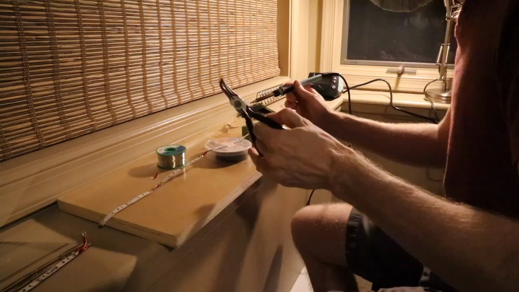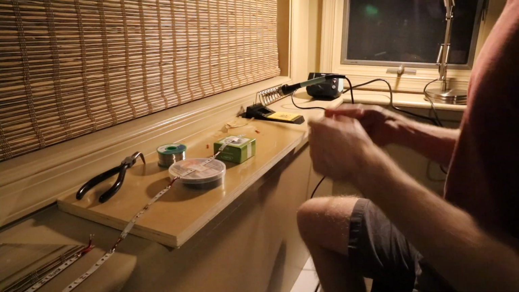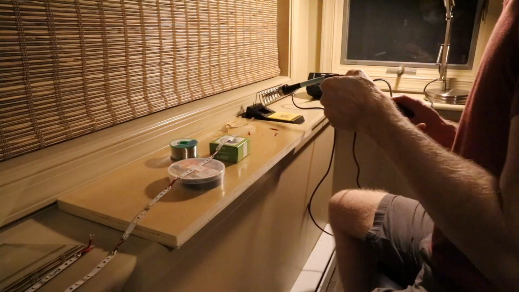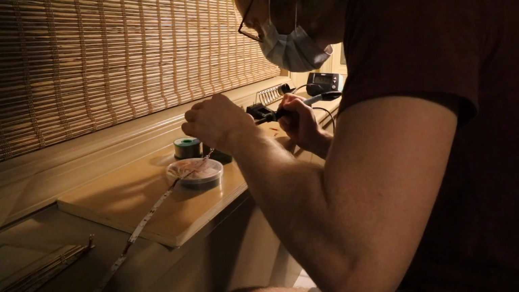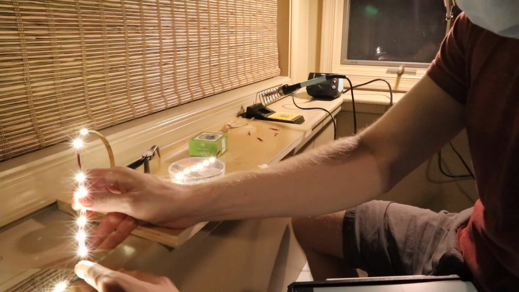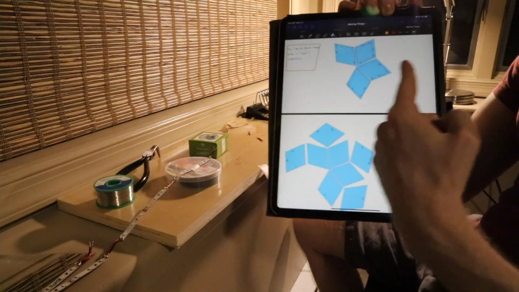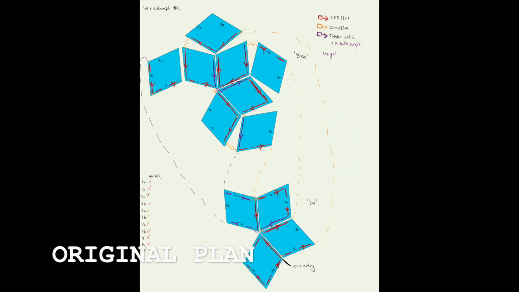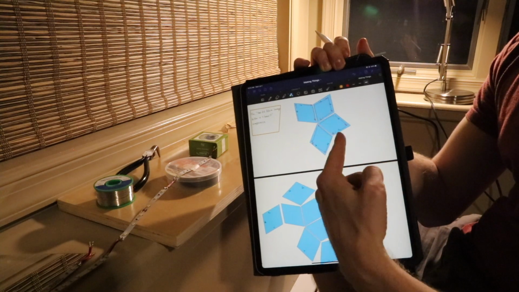In a revelation surprising nobody, it was way more comfortable soldering at a workstation than it was on the floor. This is the compromise for doing only 12 vertices as opposed to all 24, and this is the original plan in which all 24 vertices were lit up.